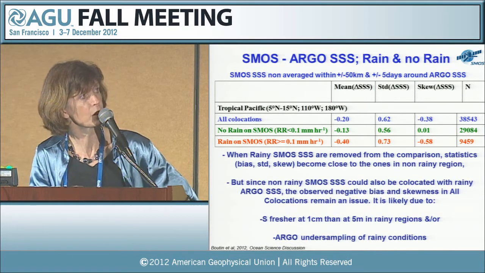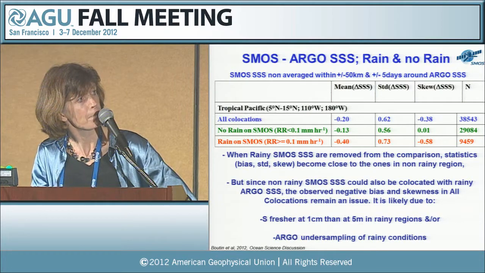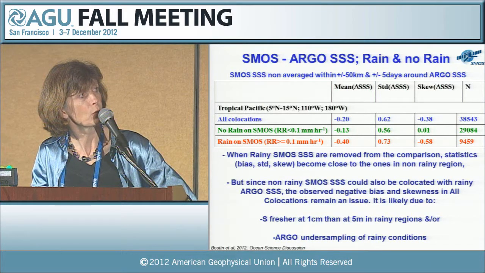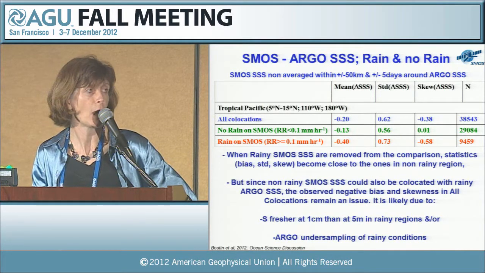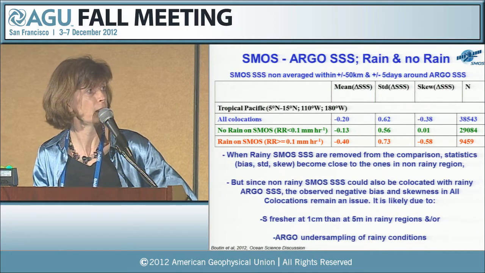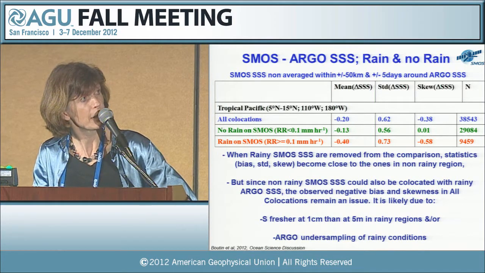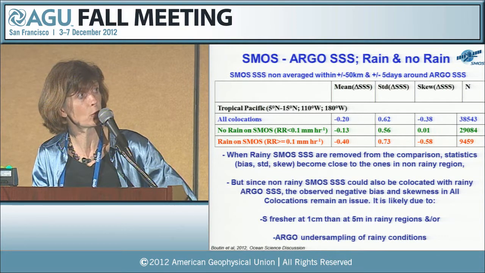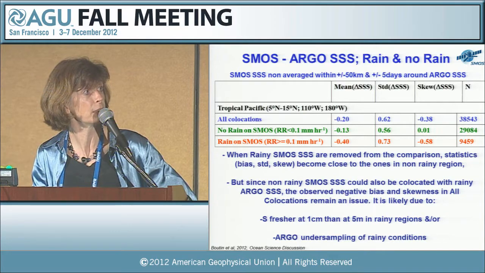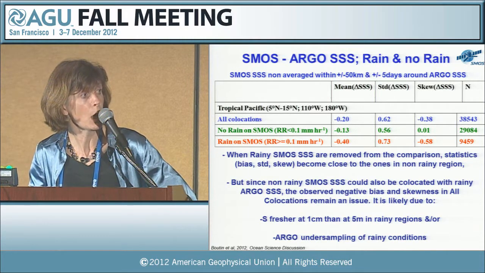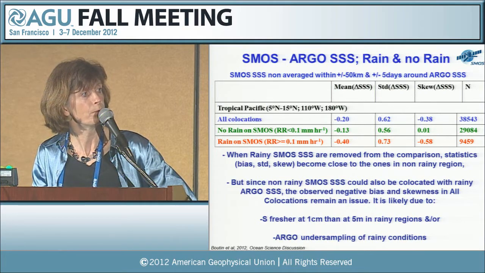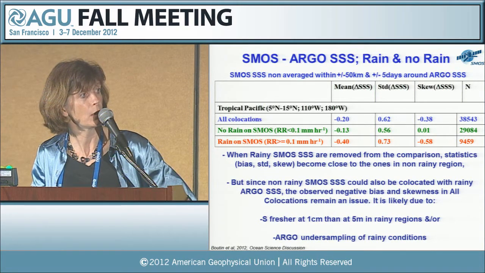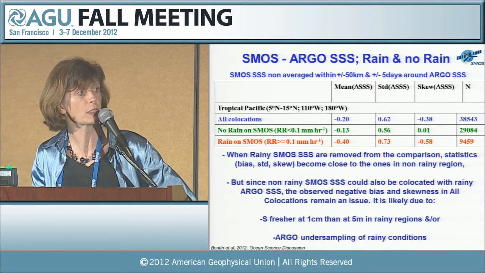But nevertheless it raises a question. Because when we do such comparisons, we should have also Argo measurements taken under rainy conditions. So I would expect, in fact, that here the skewness should change. It should not be 0 because there should be also Argo salinity data taken under rainy conditions. So there is still an issue, and we anticipate that there could be 2 reasons for that.